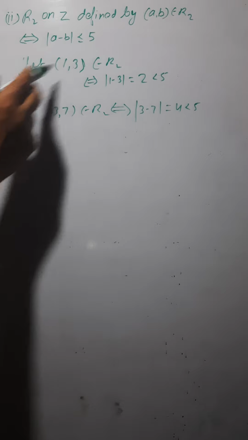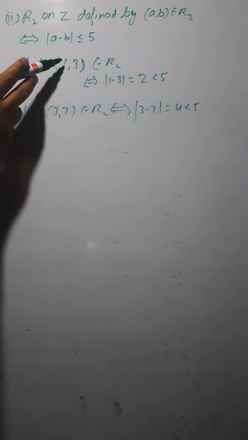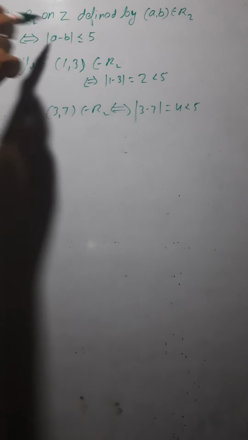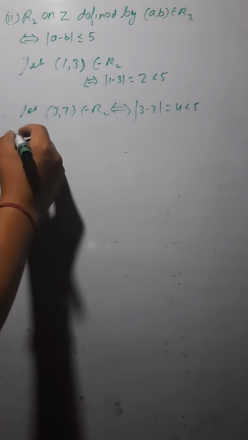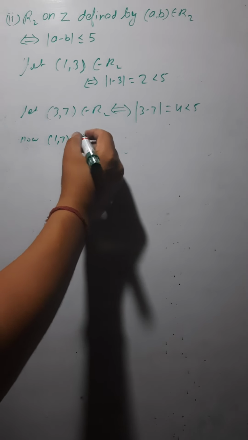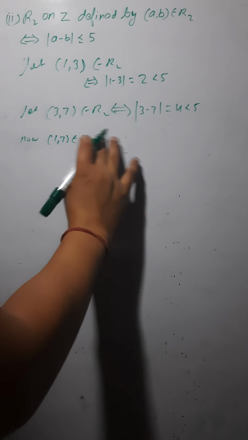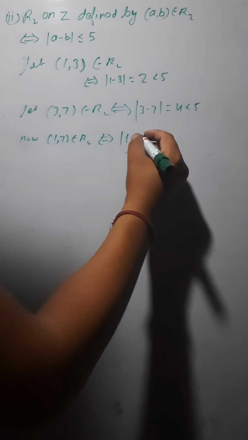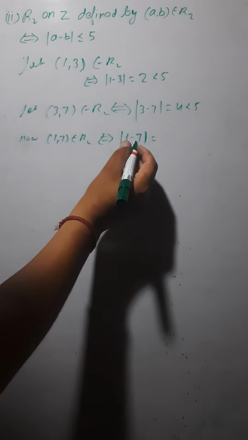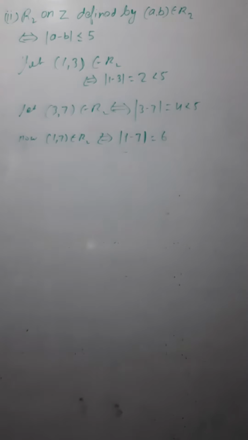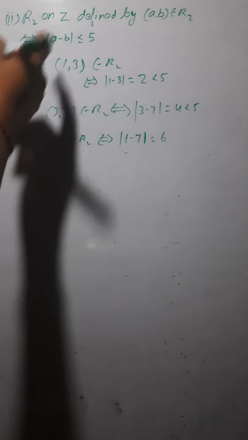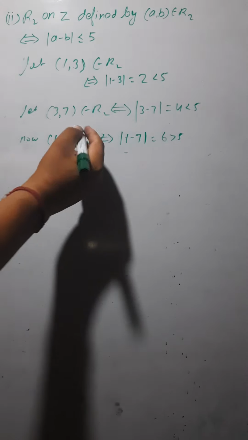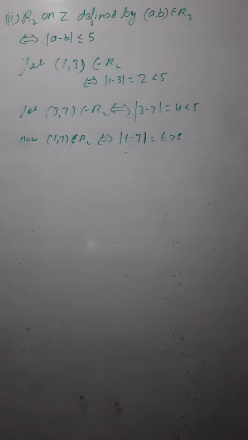Okay. 1 comma 3 is there, 3 comma 7 is there. So, first and last, we have to check whether 1 comma 7 is there or not. If 1 comma 7 is also there in the relation, then we would say yes, the relation is transitive. Now 1 comma 7 belongs to the relation R2 if and only if it is following the condition. 1 minus 7 is minus 6, and modulus would be plus 6. Now it is coming 6, which is greater than 5. So it is not following the condition. It means the element 1 comma 7 does not belong to the relation R2.